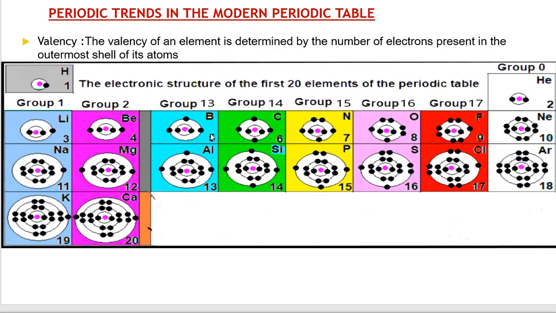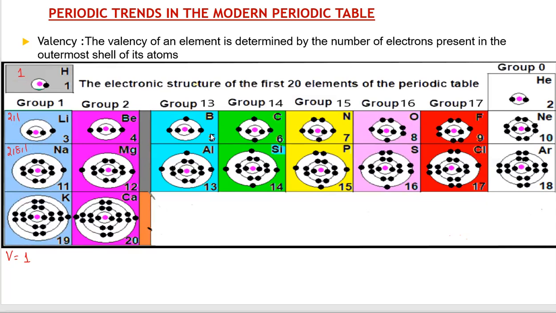Okay, let us discuss that. Here, group 1. We know in group 1, the first element is hydrogen, atomic number 1, so the electronic configuration is 1. Lithium 3, electronic configuration 2, 1. Sodium 2, 8, 1. The number of electrons in the outermost shell is 1, so its valency is 1. If the number of electrons in the outermost shell is 1, the valency is also 1.